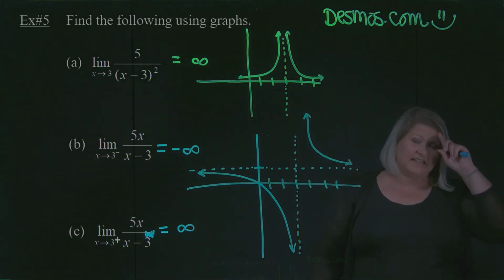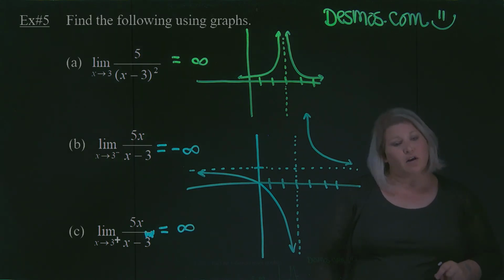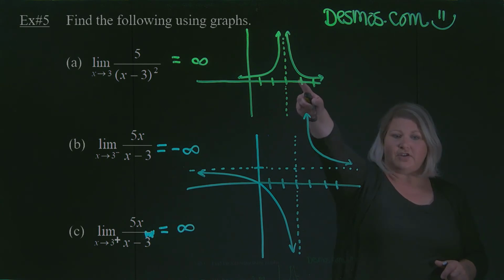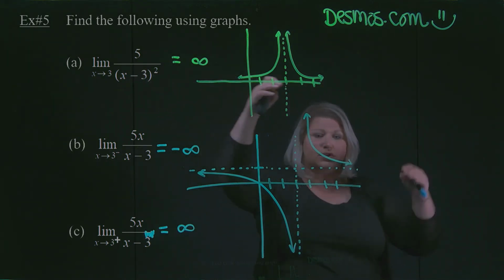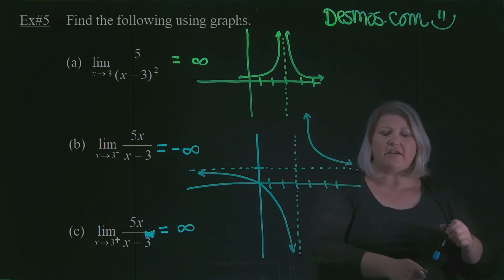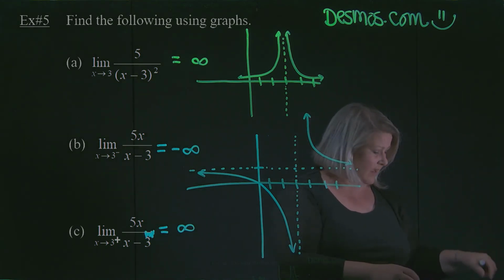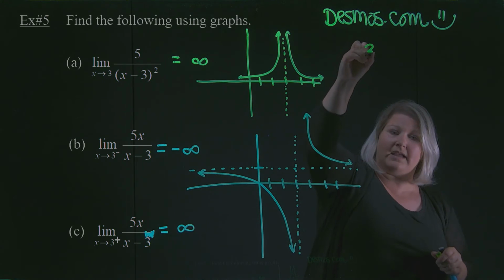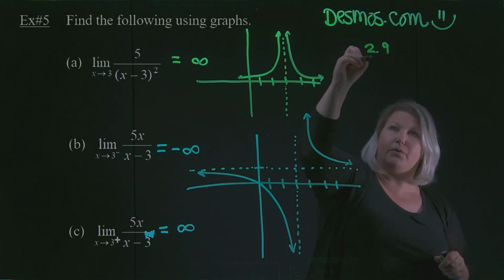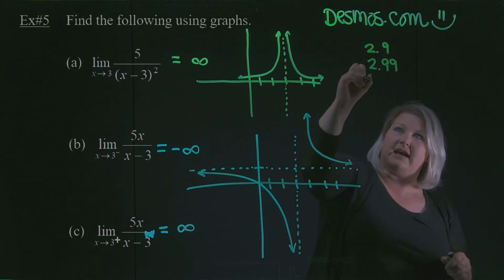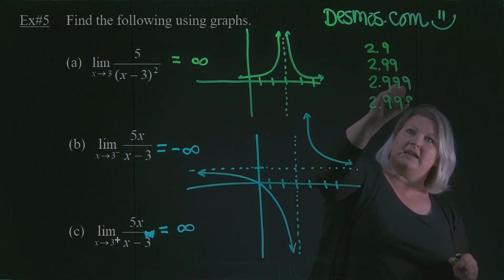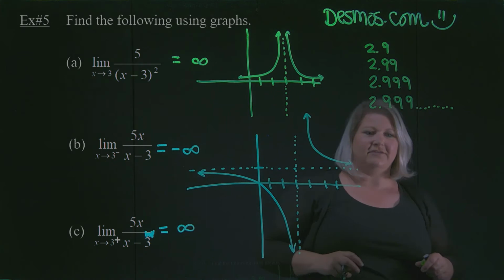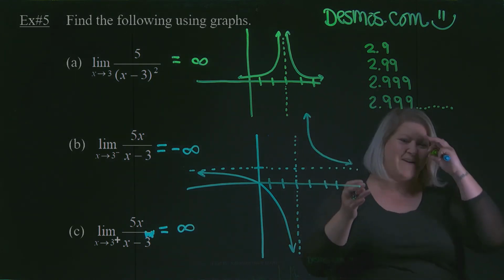The other thing is this. Other than a graph, you can also use a table of values. For this function, I'm approaching 3 from the left and the right, so I would plug in values very, very close to 3. For example, from the left side, I would plug in 2.9, then 2.99, then 2.999, and I would see what happens.